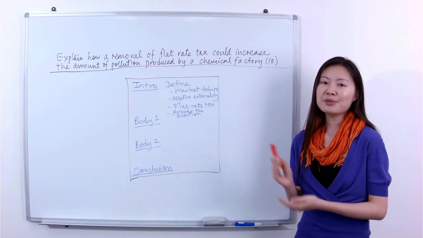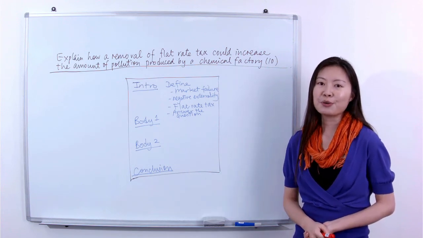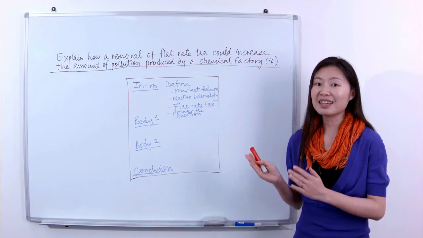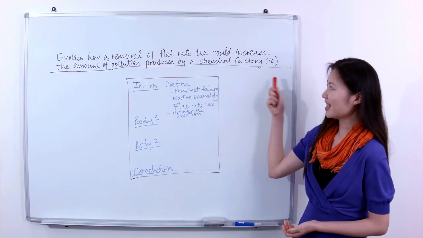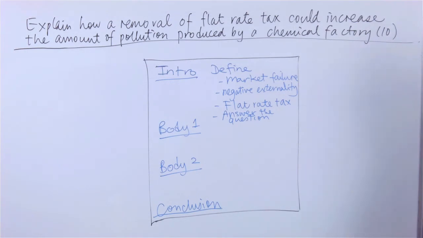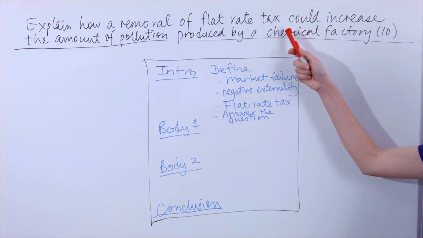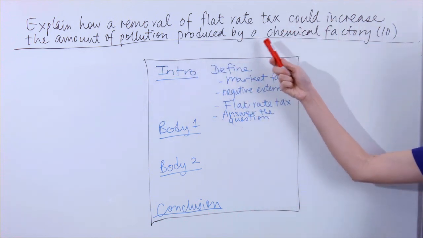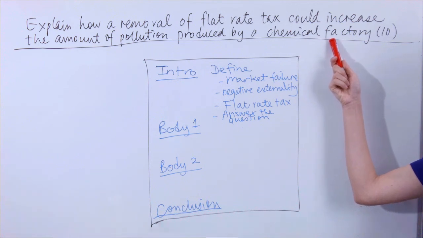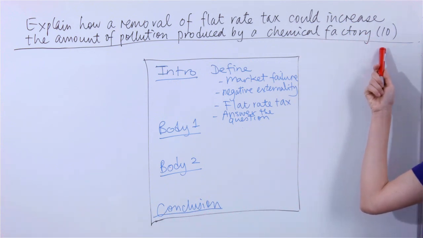So I'm going to use the next 5 minutes to walk you through how to plan a level 7 economics essay. Now let's take this essay as an example. The question is, explain how a removal of flat rate tax could increase the amount of pollution produced by a chemical factory. And this is a 10 marks question.